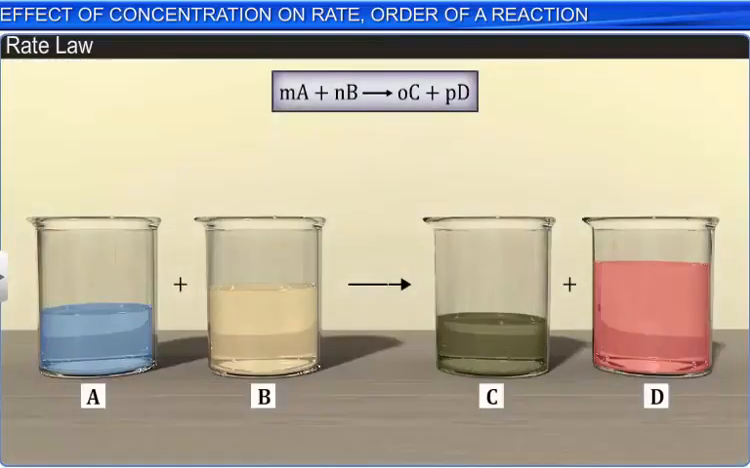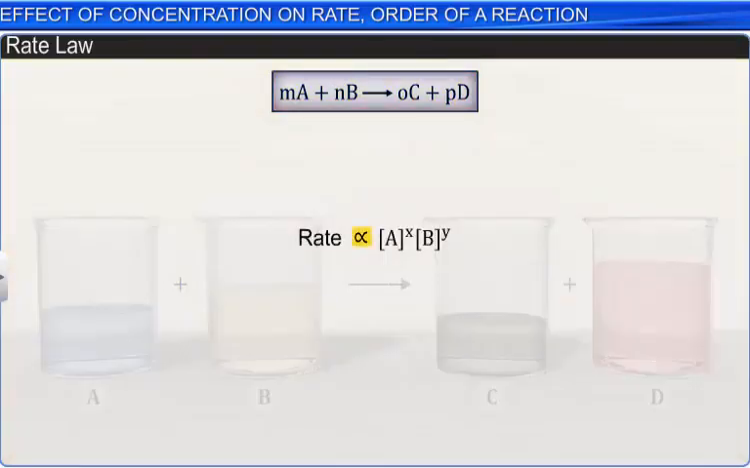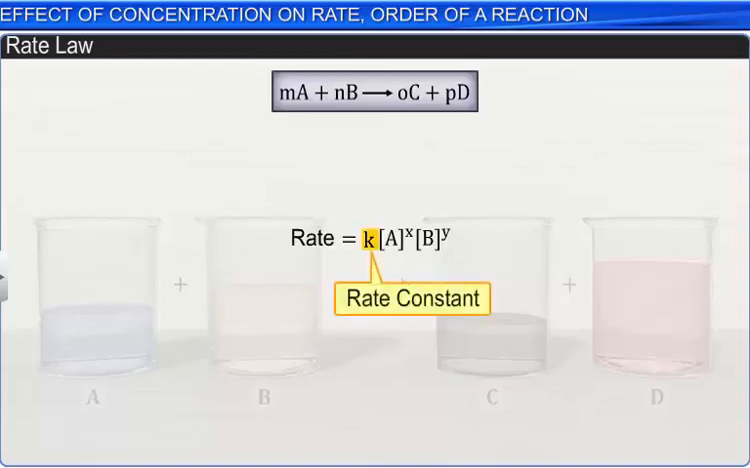Consider the reaction given here. Let's say m moles of A react with n moles of B to give o moles of C and p moles of D. We can write the rate law for this reaction as: rate of reaction is directly proportional to the concentration of A raised to the power x multiplied by the concentration of B raised to the power y. By replacing the proportionality with a proportionality constant K, the equation can be written as shown. The K in this equation represents the rate constant.